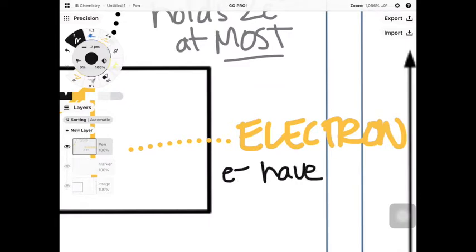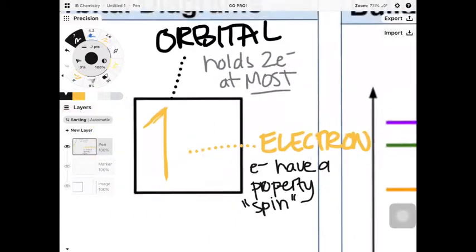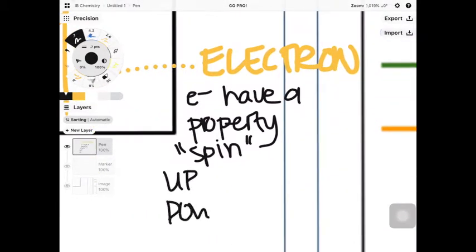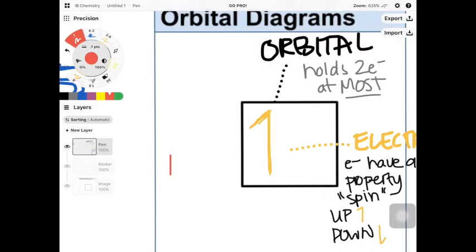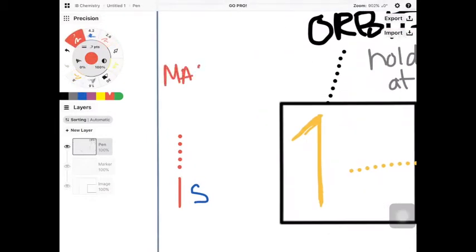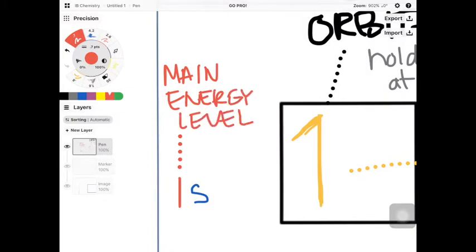And electrons have a property that you need to know about called spin. Basically, electrons can either have their spin up or have their spin down. And we represent their spin up as shown there and spin down also shown. So for example, what we can say is an electron can be found in the s orbital in the first main energy level. And we write that as 1s.